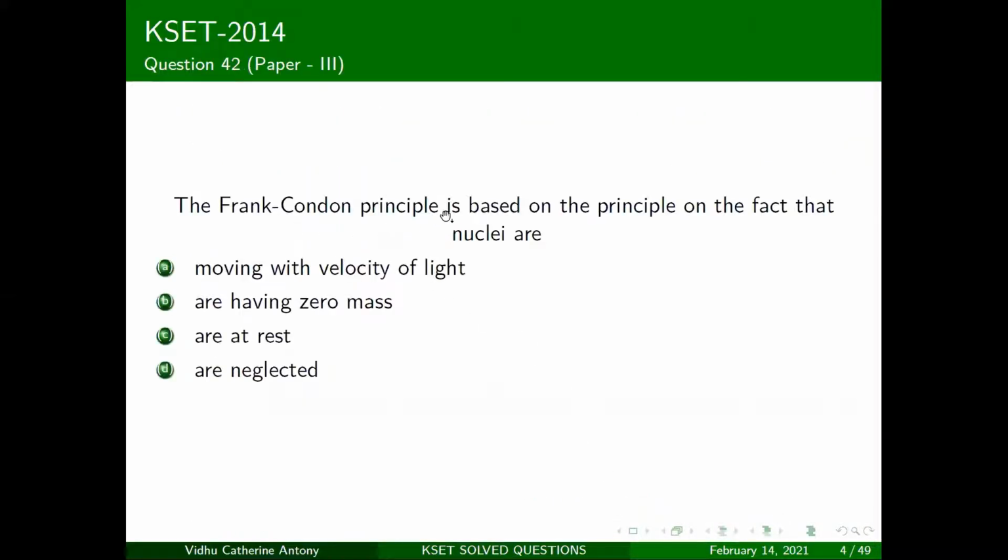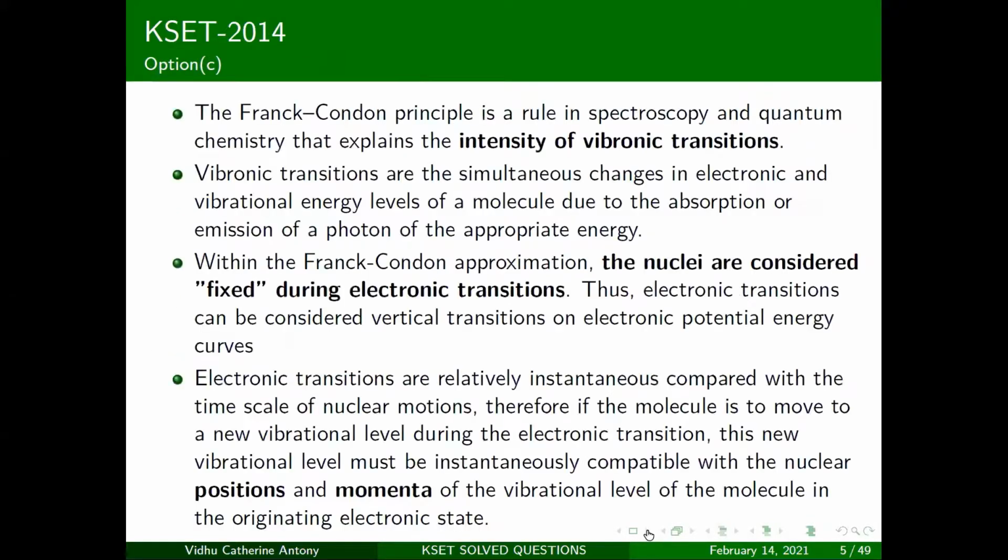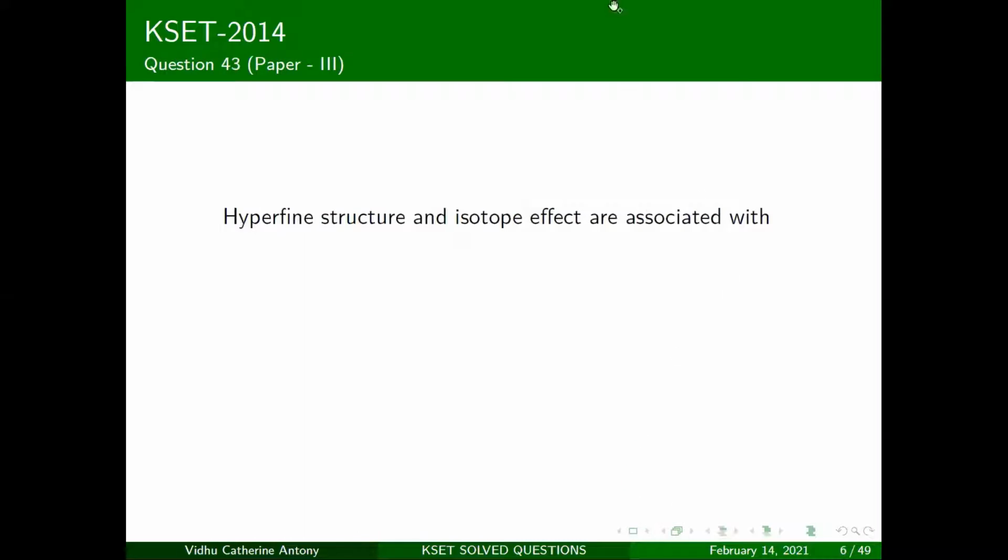Okay, so the Franck-Condon principle is based on the fact that the nuclei are, what is it? Moving with zero velocity of light, or having zero mass, are at rest, or are neglected. The nucleus does not move is the assumption here. So basically it's option C, are at rest.